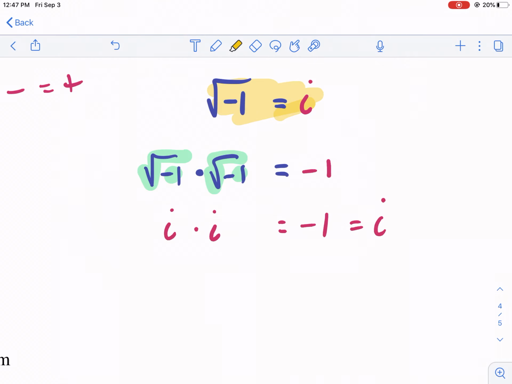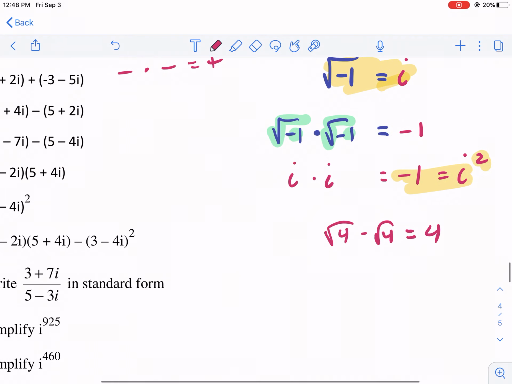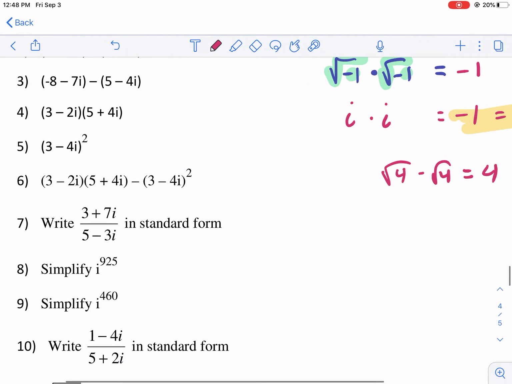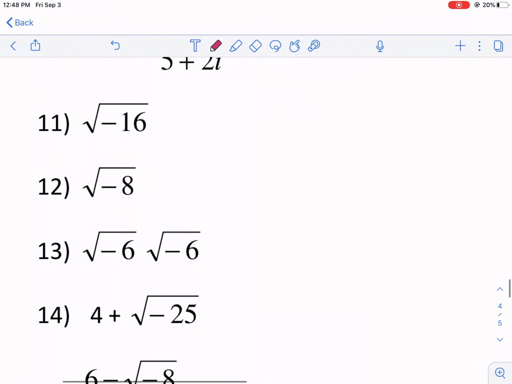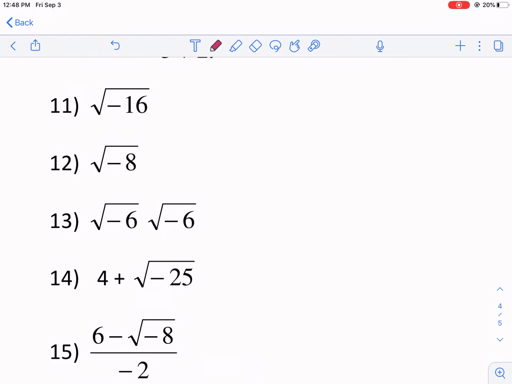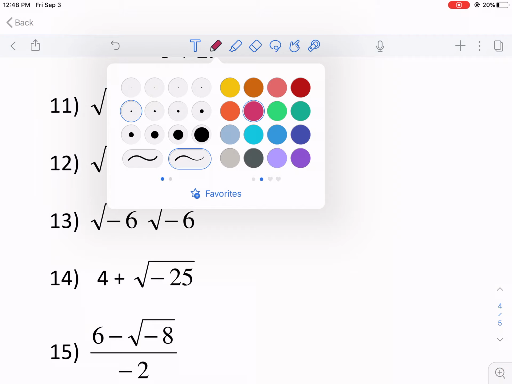And just as a clarification, I just wanted to do, oops, I forgot that squared. i squared. Let me get that in there. Just as a clarification, if we have the square root of 4 times the square root of 4, it's going to equal 4. So whatever you multiply underneath the radical by itself, it's just going to equal what's underneath the radical. For this video, I'm going to just do these problems over here. And if you need a part 2 for my requester, George, let me know and I'll make another video for you. But in this case, I'm going to switch colors here.